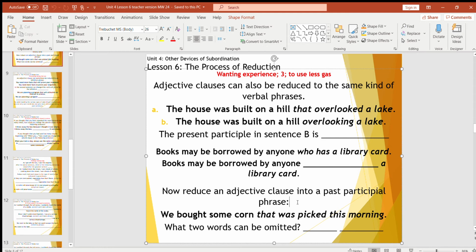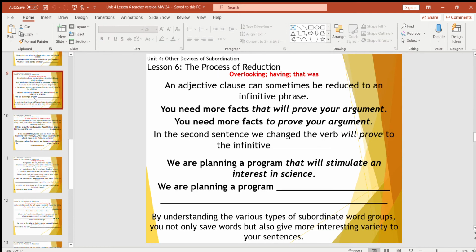We bought some corn that was picked this morning. Of this adjective clause, what's the past participle that's already in past participle form? Picked, right? We know because it ends with -ed. So really, what are the two words of this adjective clause that we can take out and still leave behind a good sentence? That and was. We bought some corn picked this morning. Still makes sense as a sentence.